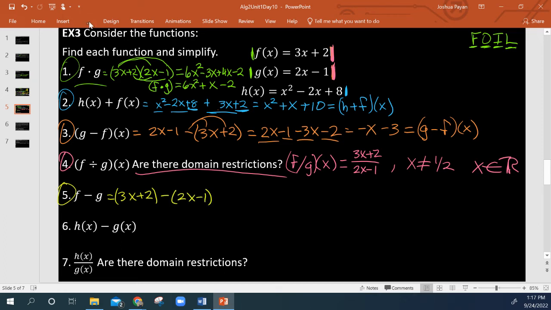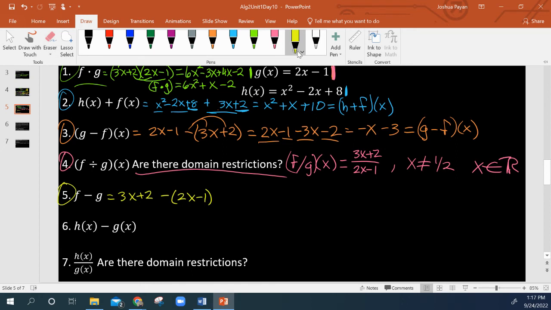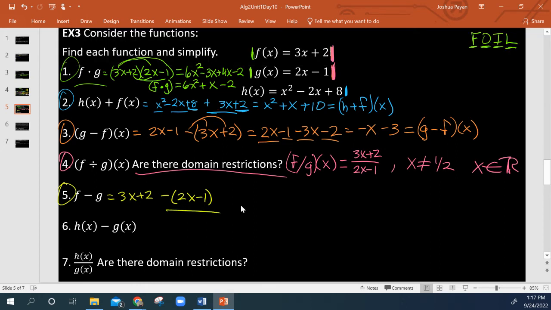Again, we see something similar to what happened on a previous example. So the parentheses on the left, we don't need them, but we do need them here on the term on the right, because we're going to have to distribute the minus inside the parentheses. So 3x plus 2 minus 2x plus 1. And now we're good to combine like terms. So 3x minus 2x, that's just x. Positive 2, positive 1, that's just plus 3.